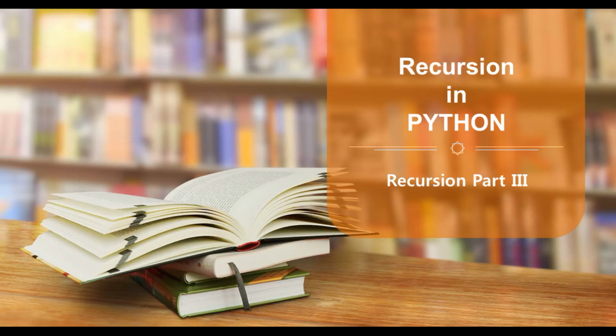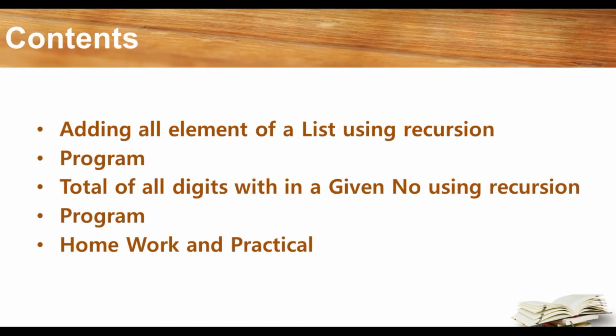Today we'll understand recursion part three, whose contents are as follows. The first content: adding all elements of a list using the recursion method, and we will discuss its program. Then the total of all digits within a given number using a recursion program. Okay, and then after that its program, and at last homework and practical session.